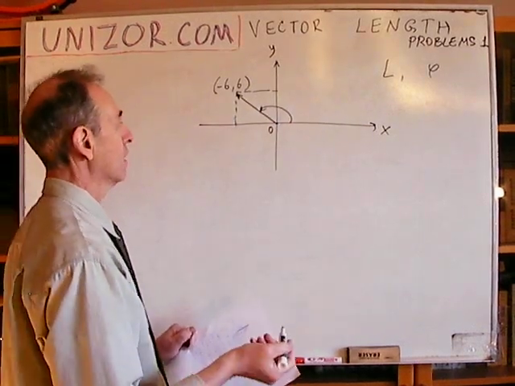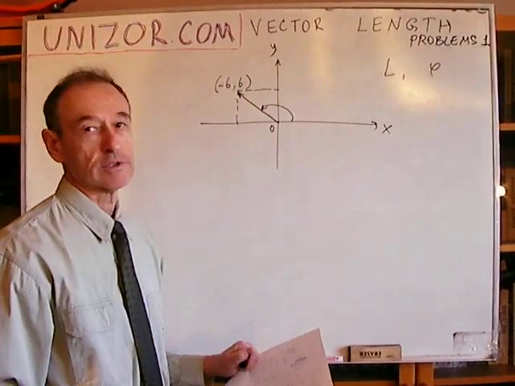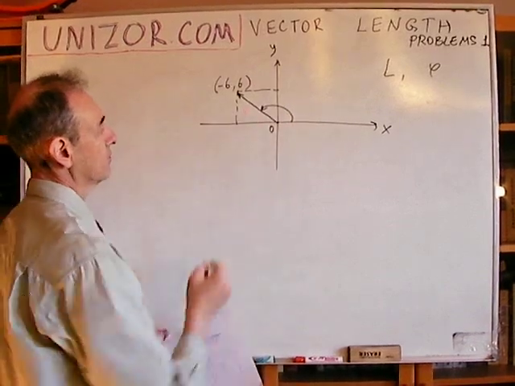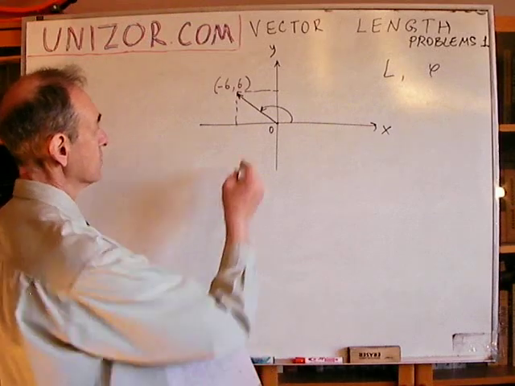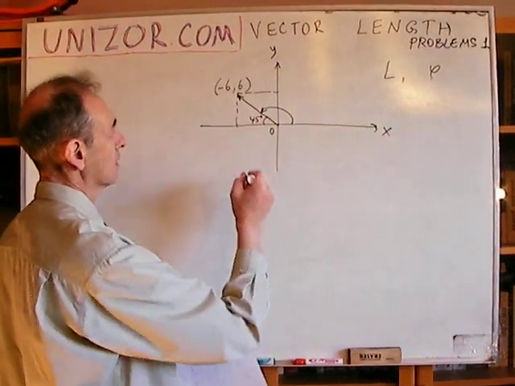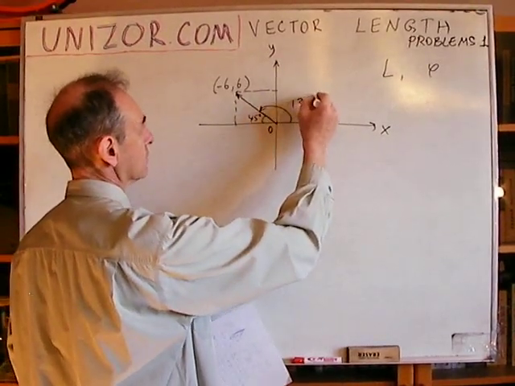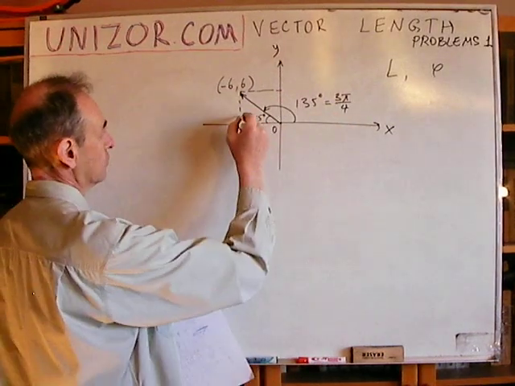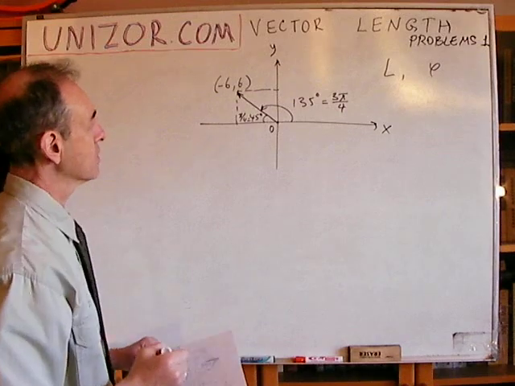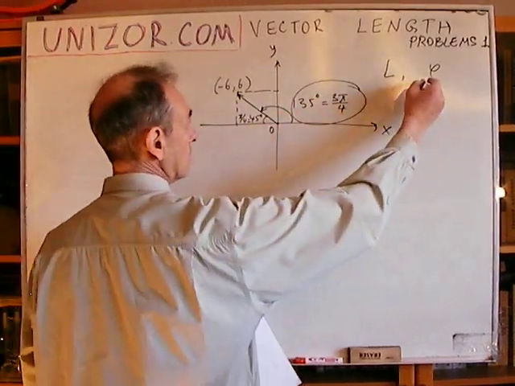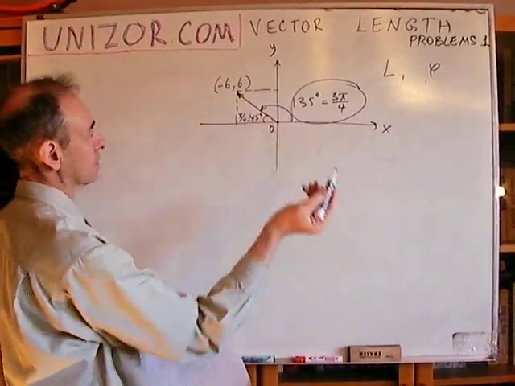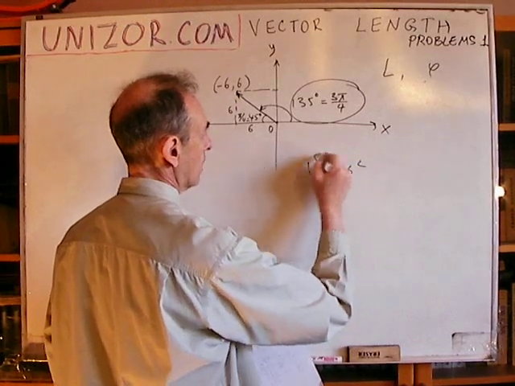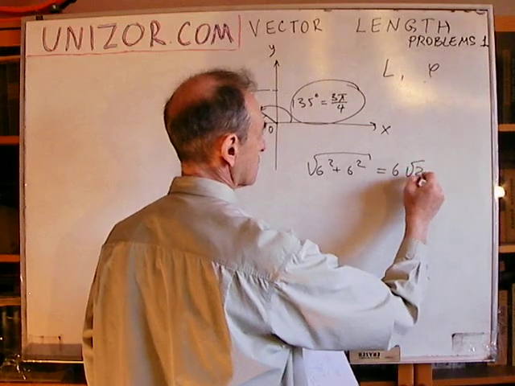Okay, now, that's easy. The lengths, you can use this right triangle. Now, -6 and 6, it means that basically the absolute value of these two catheti, the lengths of these two catheti are the same. This is 45 degrees. So this is 135 degrees, which is what? 3 pi over 4, right? And 45 is pi over 4. So we know the direction, which is this. This is an angle, phi. And the length is basically right triangle, Pythagorean theorem. If this is 6, and this is 6, so you have 6 squared plus 6 squared, which is 6 square root of 2, right?